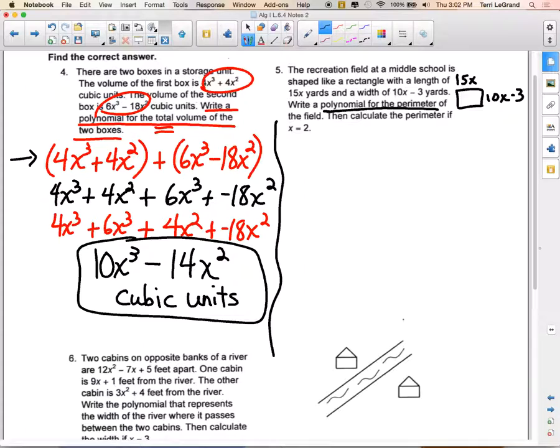Please share with me, Landon, what's your setup? Parentheses 15x, parentheses plus parentheses 10x minus 2 parentheses. Is that it? Yep. Okay. So you going to be successful in class? Is that a good start? Really, you all think so, huh?